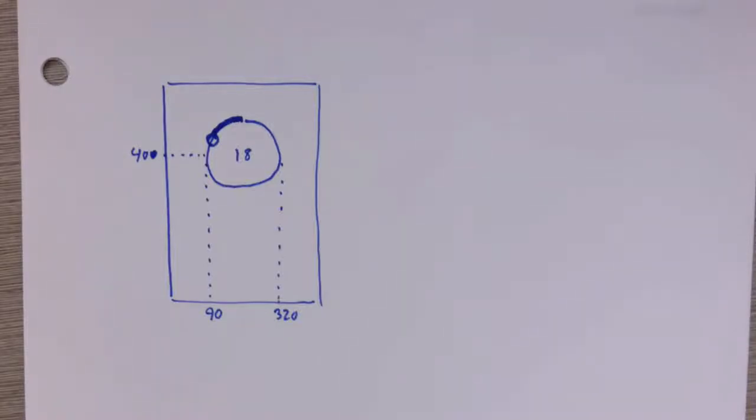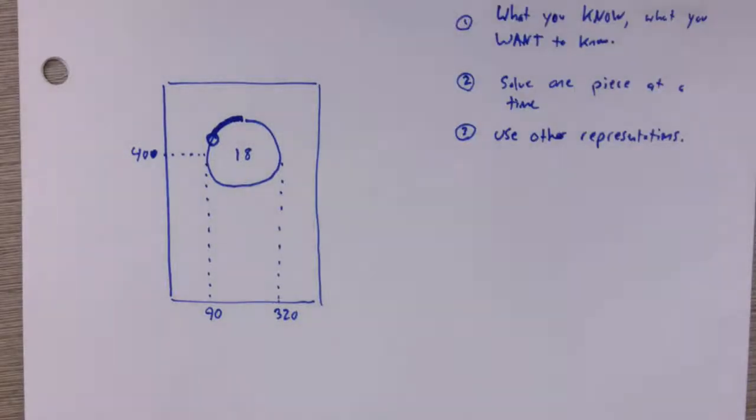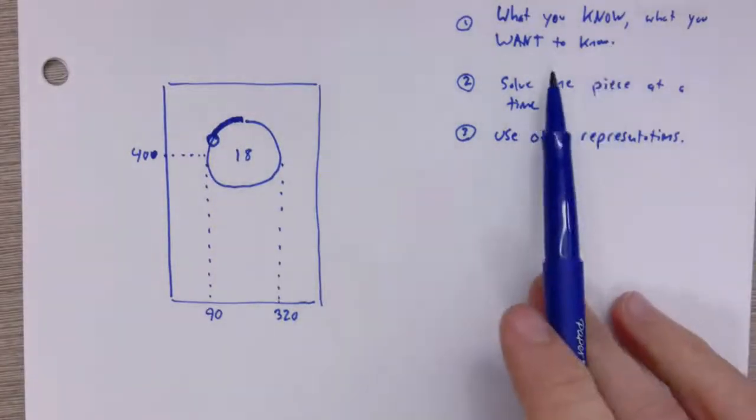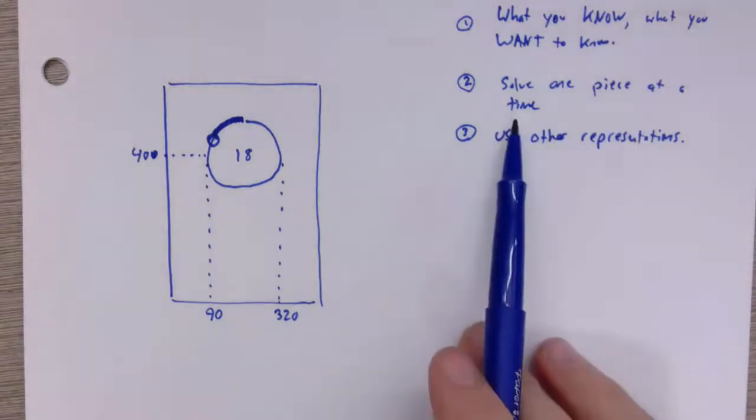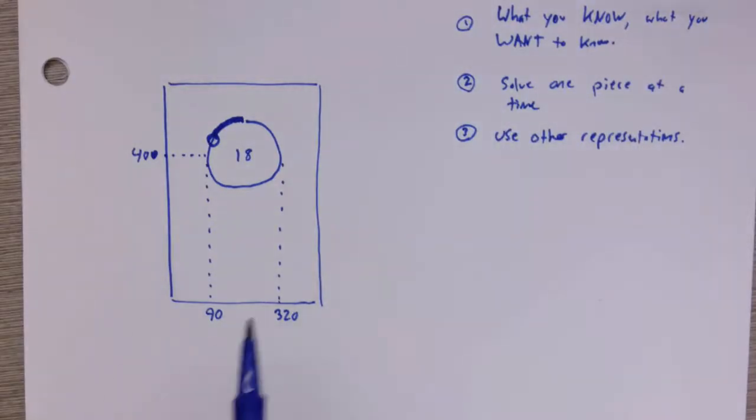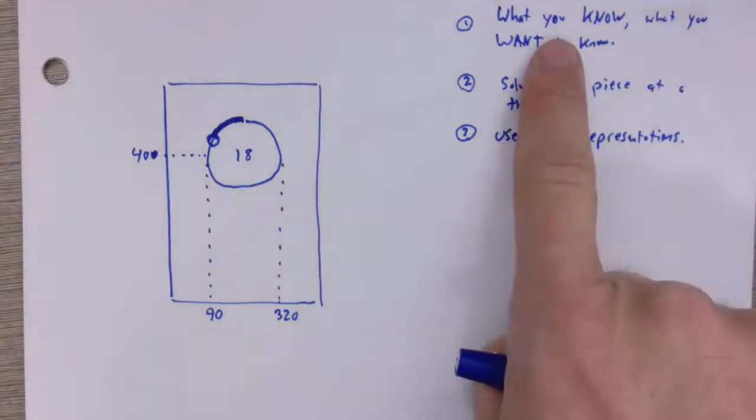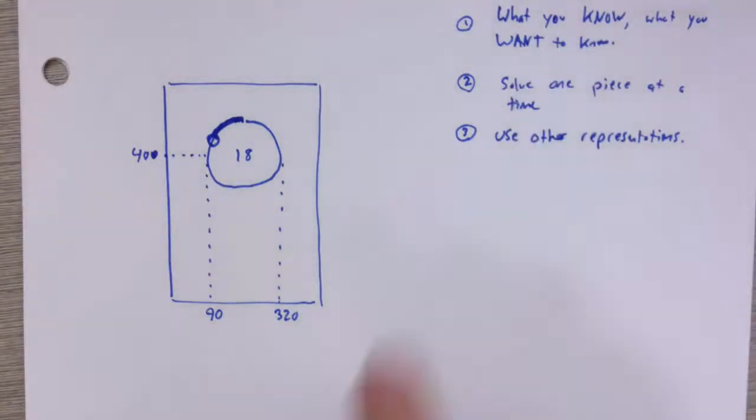So for me, my top picks were writing what you know and what you want to know using math notation, solving the problem one piece at a time, because it turns out there's a lot of pieces to this, and then using other representations to be really clear in your own mind about what you know and what you want.